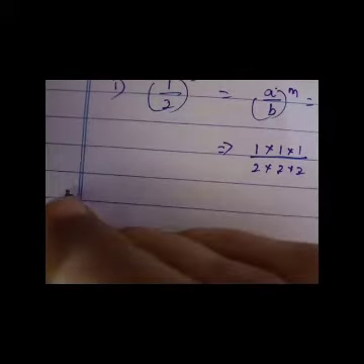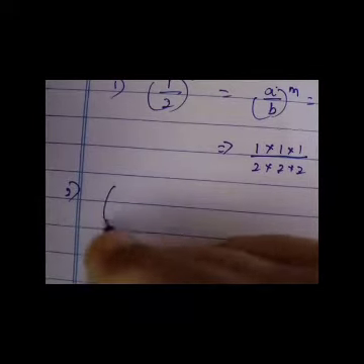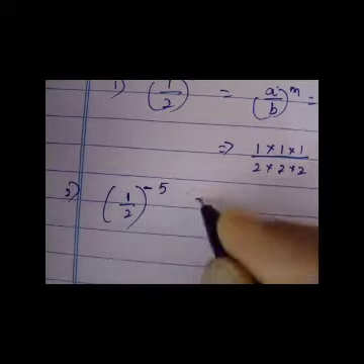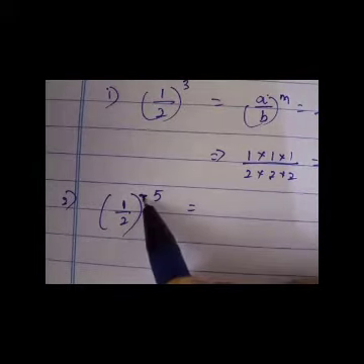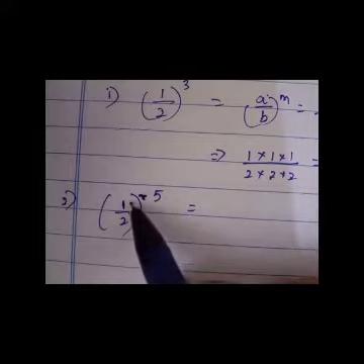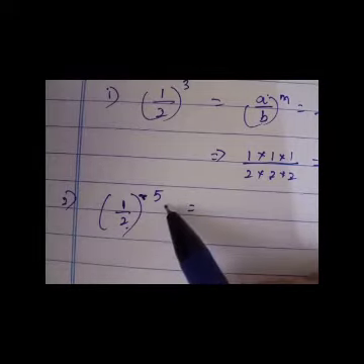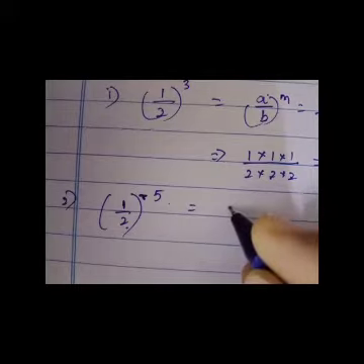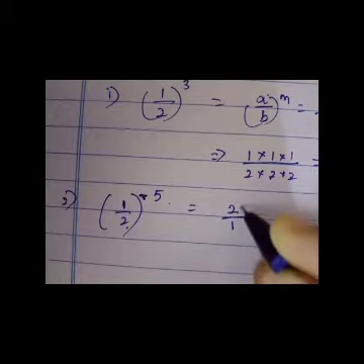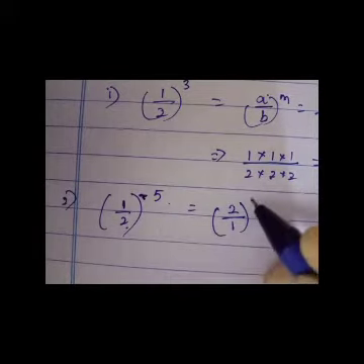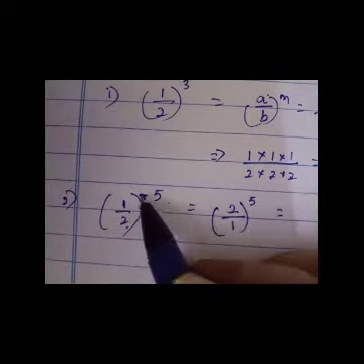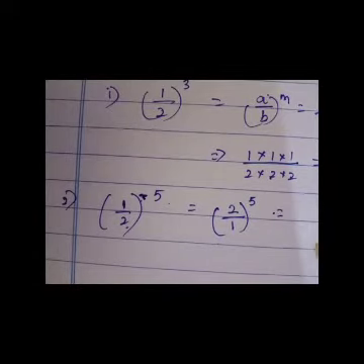Your next question is 1 by 2 the whole power minus 5. Here the power is in the negative sign. So you have to convert it into the multiplicative inverse of the same number with positive power. Therefore, if you take the multiplicative inverse of 1 by 2, it is 2 by 1 the whole power 5. Have you understood why you are taking the multiplicative inverse? Just to change this negative into positive.